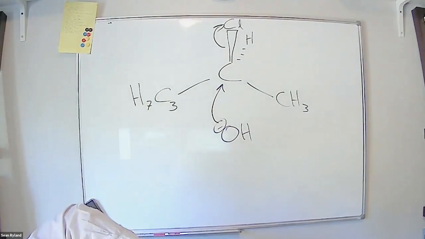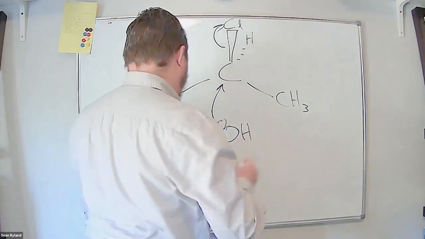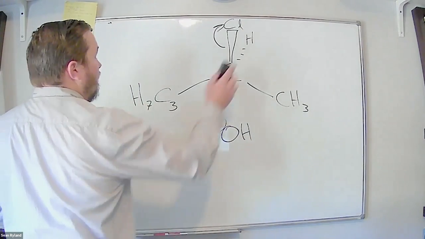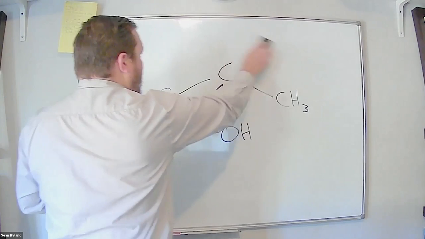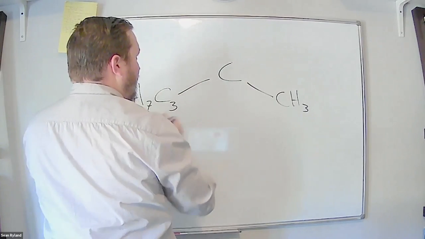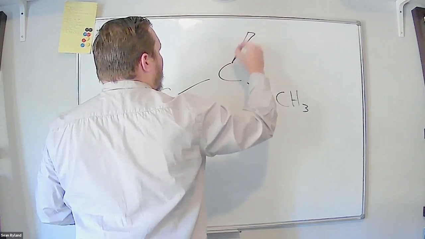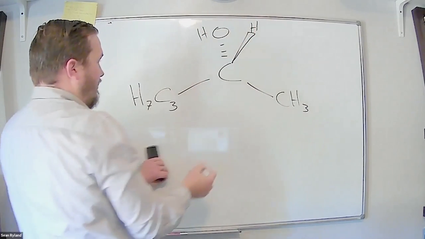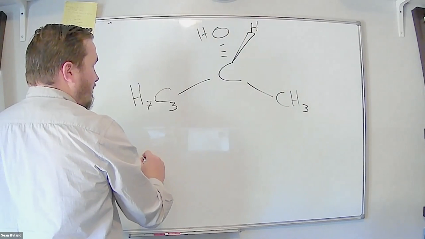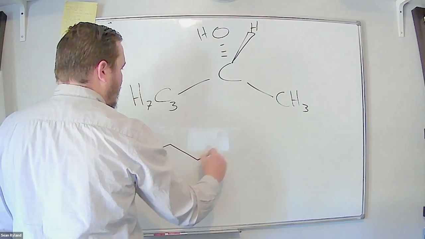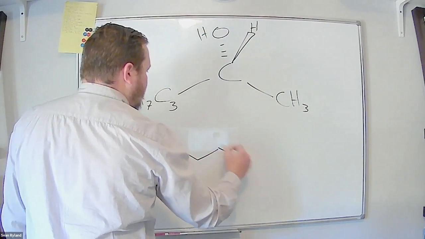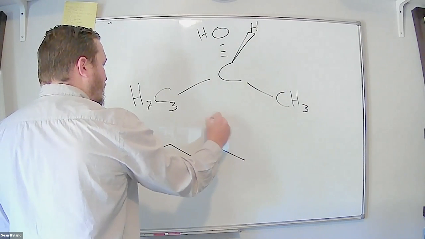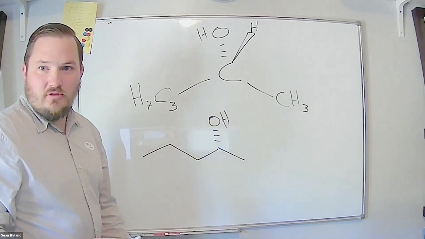So our product in this case is going to look like the hydrogen now comes forward. Our hydroxide is backwards, which means we look like there's our pentane. There's our product.